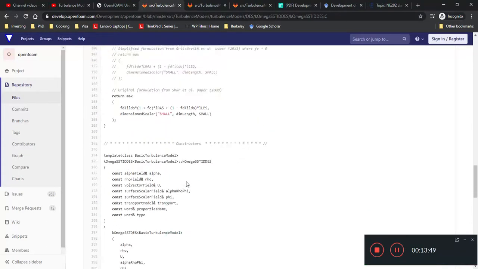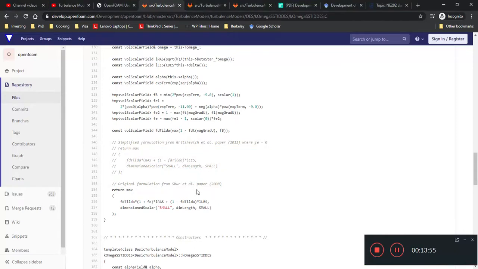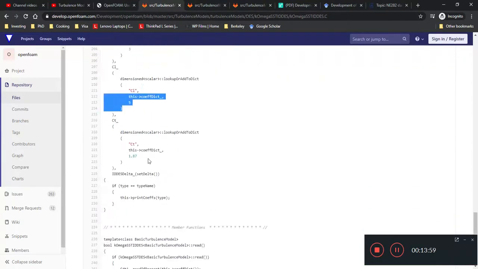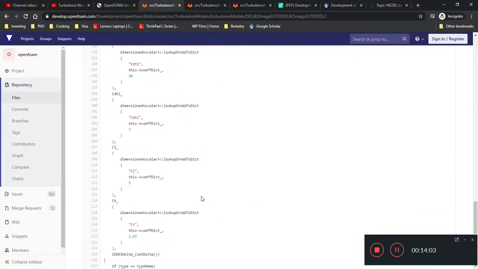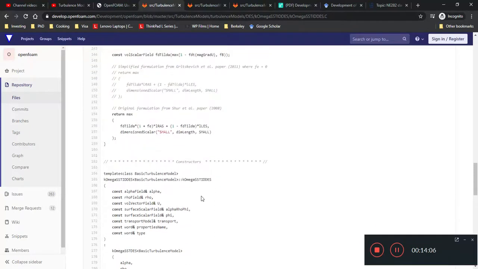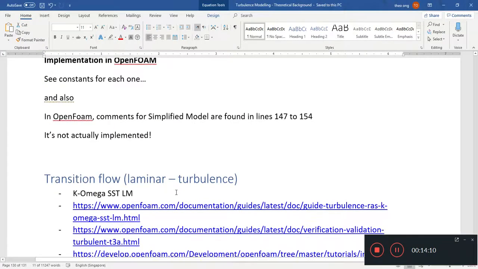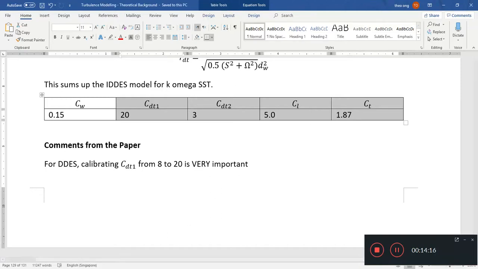CDT1 is 20. Okay, CDT1 is 20 here, CDT2 is 3, CL is 5, CT is 1.87. So these are the values that we discussed earlier. Nothing too different. If you remember all these values here, except for CW, which is 0.15, all of them are listed here.